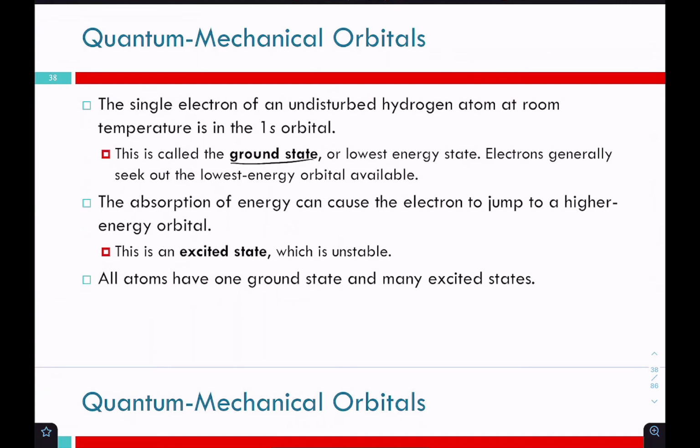So the absorption of energy can cause the electron to jump to a higher energy orbital. So if something happens, it can be pushed up to a higher energy orbital, which is called an excited state, which is unstable. And so when it gets into this excited state, it wants to get back to the ground state. So all atoms have one ground state and then many excited states that are higher energy.